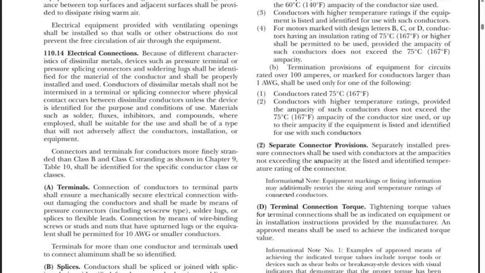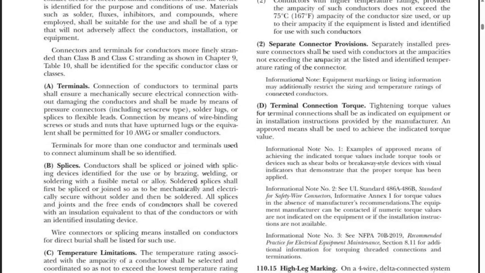All right, so I'm going to read a little bit of this, and then we'll start to get into the stuff that's going to be important. But as it says, because of different characteristics of dissimilar metals, that just means metals that aren't the same, like copper. You're splicing, let's say, for example, copper to aluminum, which you can. Devices such as pressure terminals or pressure splicing connectors and other soldering lugs shall be identified for the material of the conductor.